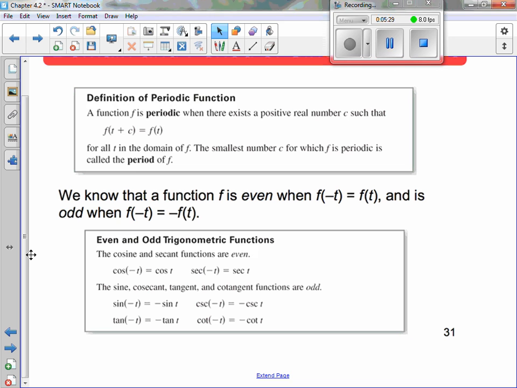Now, we know that a function can be even or odd. Don't we remember dealing with this, plugging in x and negative x and seeing how they worked? Because we did this with f of x. If it's equal to f of negative x, then it's even.